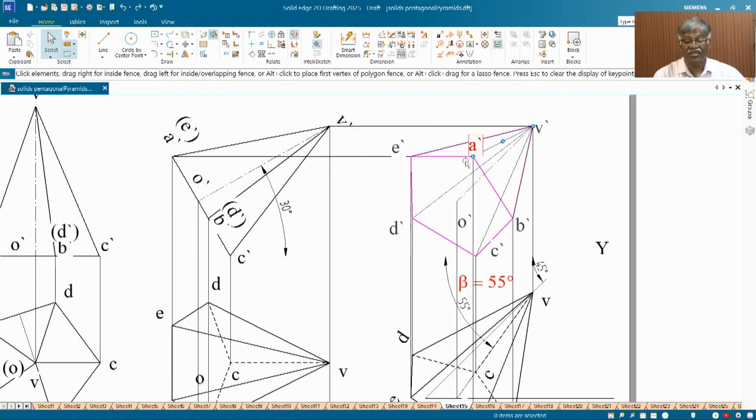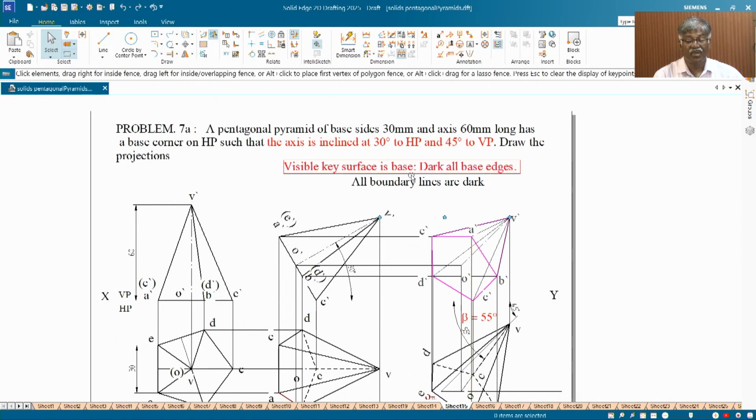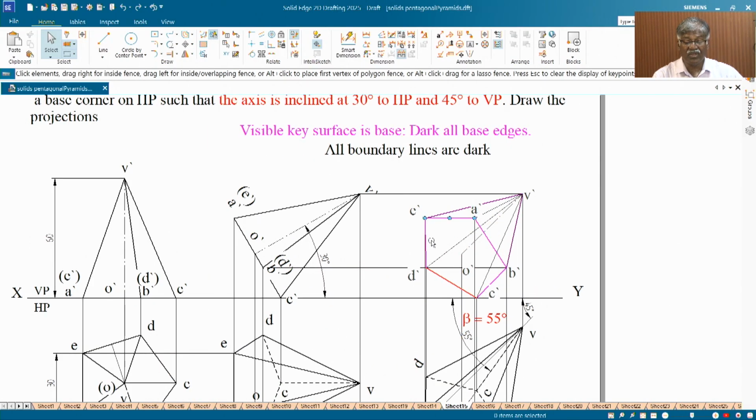Completely these boundary lines dark. Okay. Now, visible key surface is base, then dark all base edges. All boundary lines are dark. Yes. Then what about invisible key surface? We don't have invisible key surface because it is pyramid.